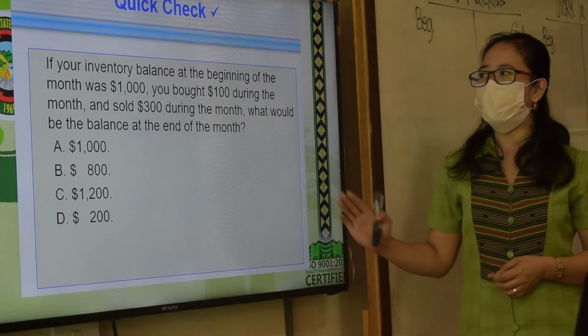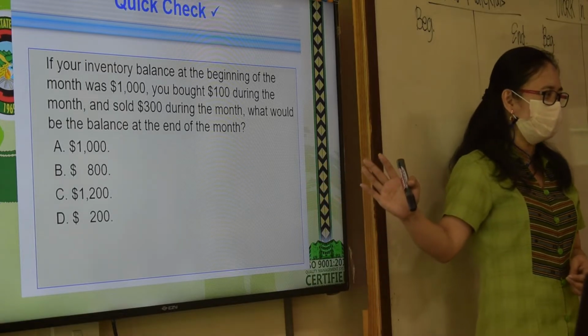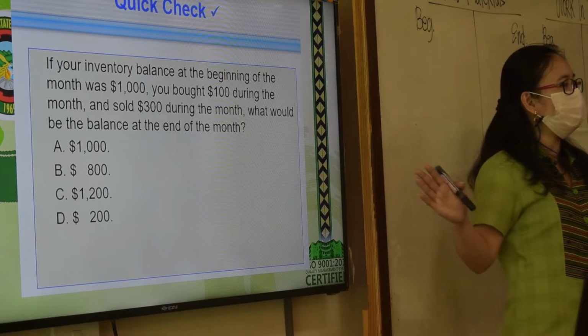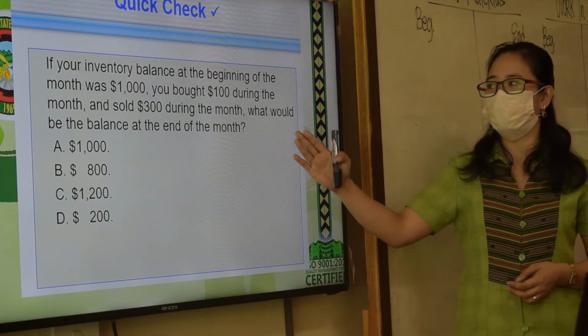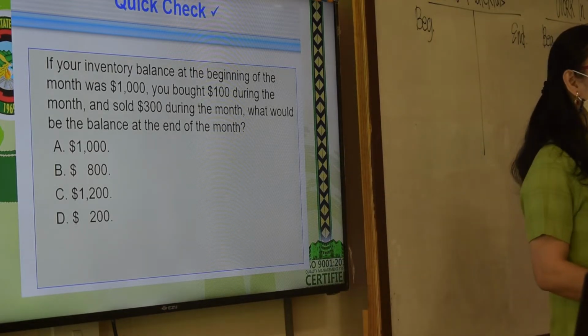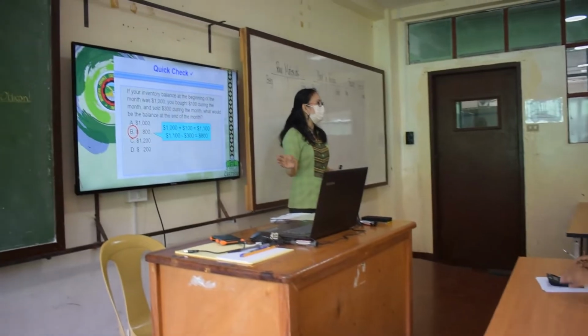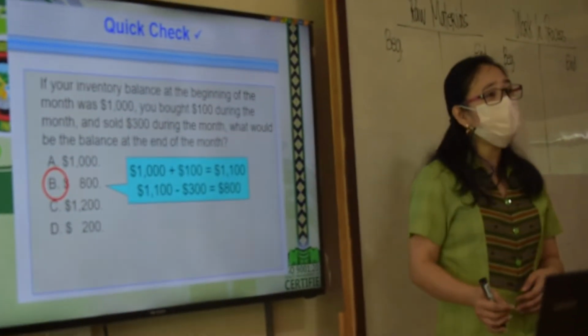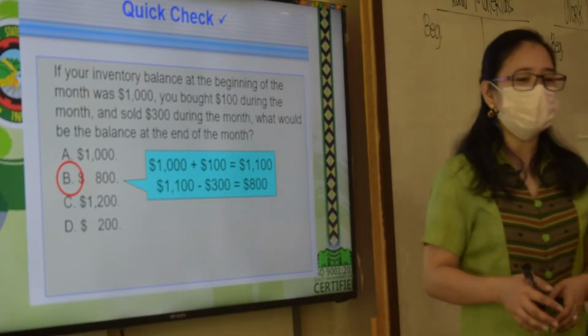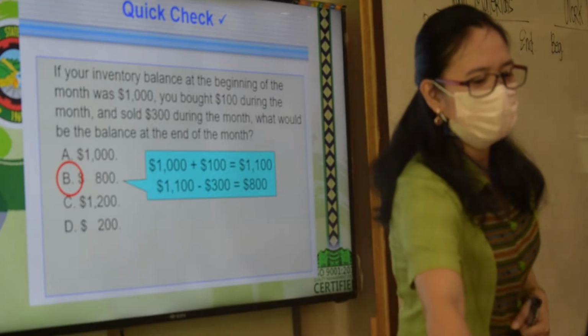If your inventory balance at the beginning of the month was 100, you bought 1,000, you bought 100 during the month, and sold 300 during the month as well. So what would be the balance at the end of the month? The answer is 800. Okay, very good. So how was it considered? If your instructor would ask you to write your solution in good form, you will have to. So beginning, you add the purchases, minus the ending inventory, then you have your cost of goods.